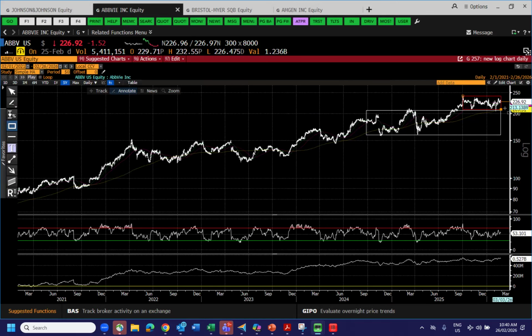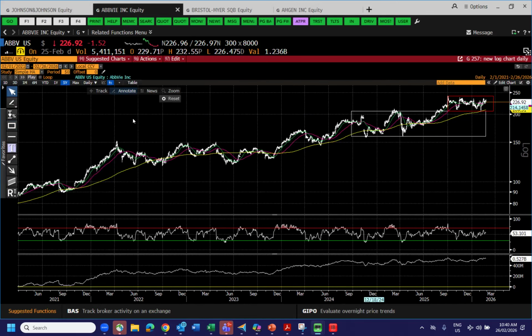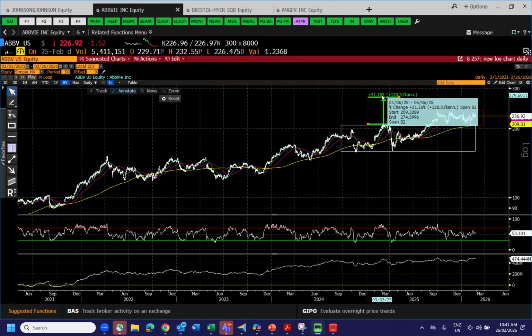Oh, and it went back to the 200-day and it bounced. Yeah. So that red rectangle, we should break out of that. The original breakout still gives you 280. My goodness. Okay, and then BMY.